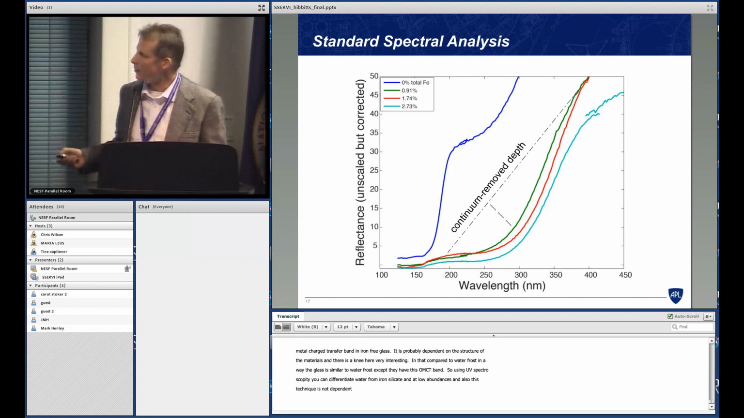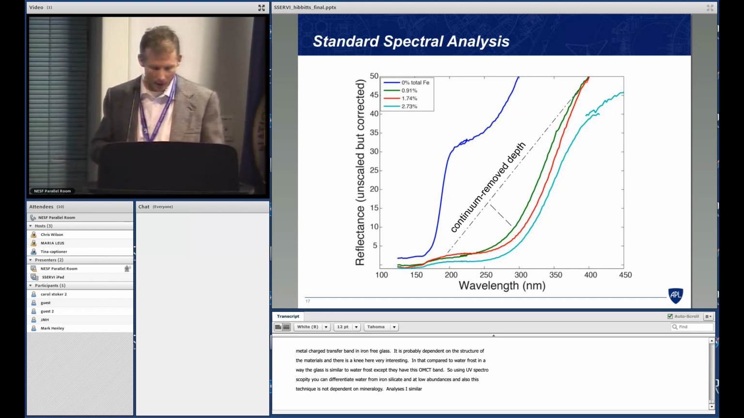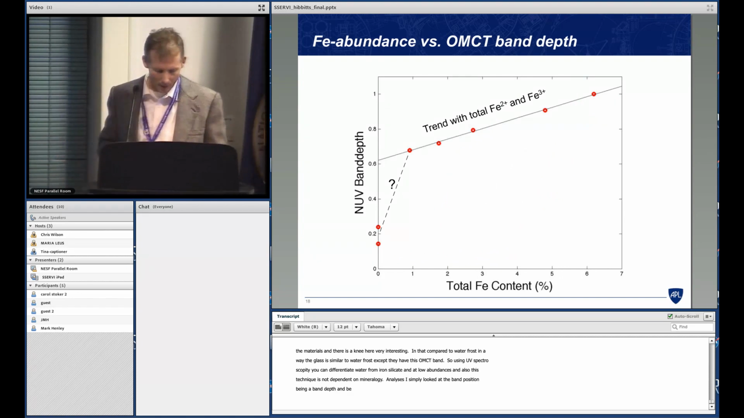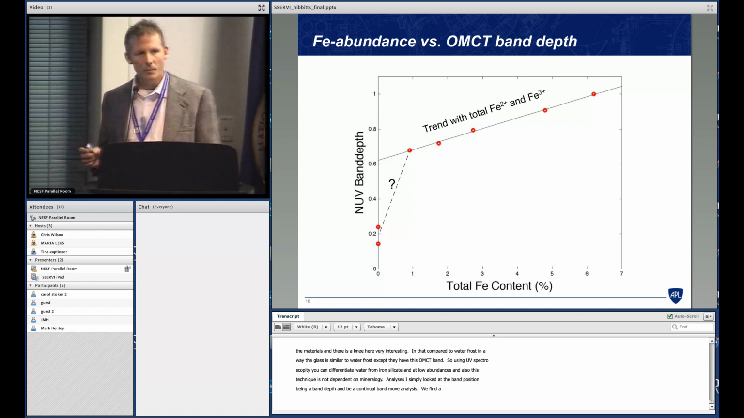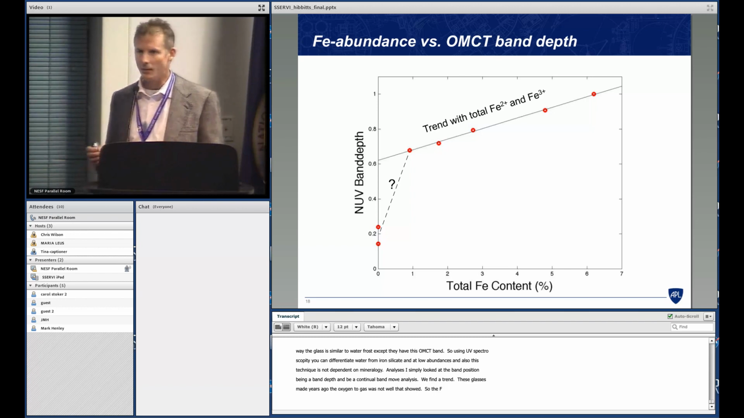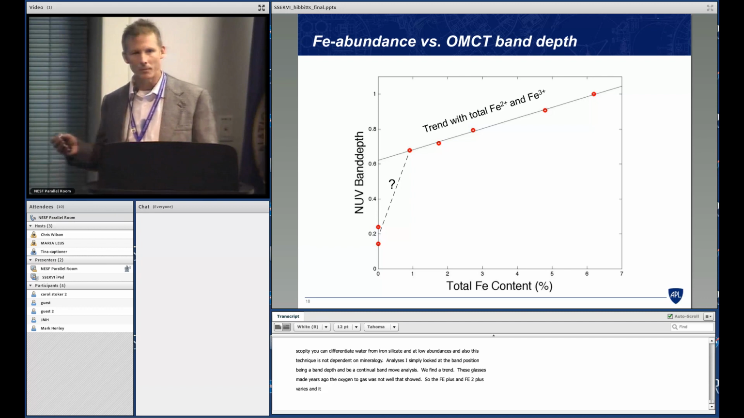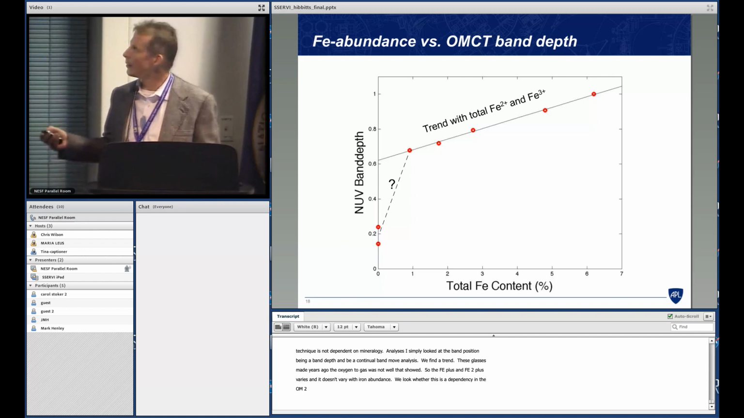The analyses I did are very simple. I simply looked at the band position and band depth using simple continuum removal band depth analysis. So we find a trend with total iron abundance. These glasses were made years ago. The oxygen fugacity was not that well controlled, so the Fe3+ to Fe2+ ratio varies. Fortunately, it doesn't vary monotonically with iron abundance, so we actually look for whether there's a dependency in the OMCT band characteristics on the Fe2+ or Fe3+.